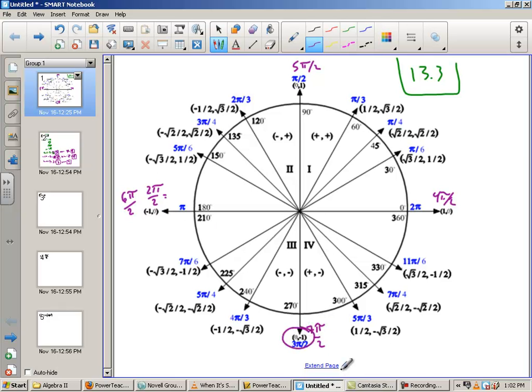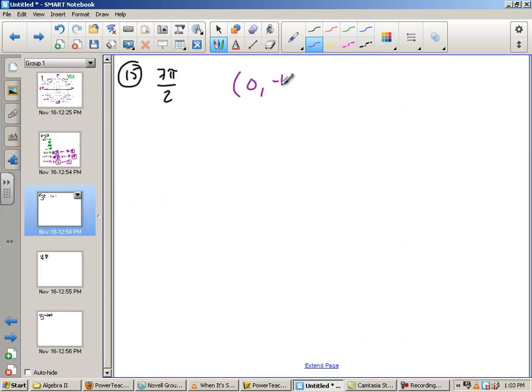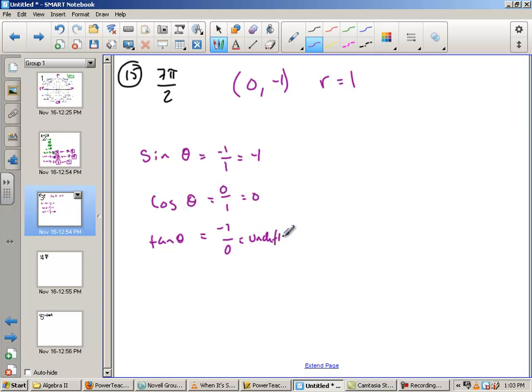So this right here is the ordered pair that I want to take with me. I'm going to take the ordered pair 0, negative 1, and whenever I take an ordered pair from the unit circle, I know the radius will be 1. So now I'm going to build my functions. Sine of theta is y over r, that's negative 1 over 1, which is negative 1. The cosine of theta is x over r, which is 0 over 1, which is 0. And the tangent of theta is always y over x, so negative 1 over 0, which is undefined.